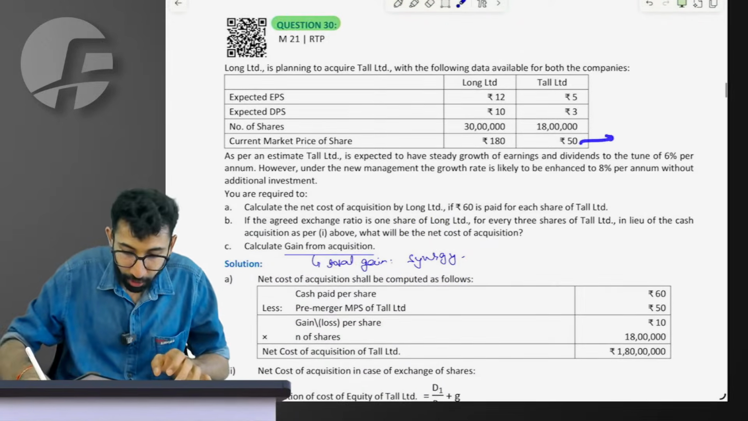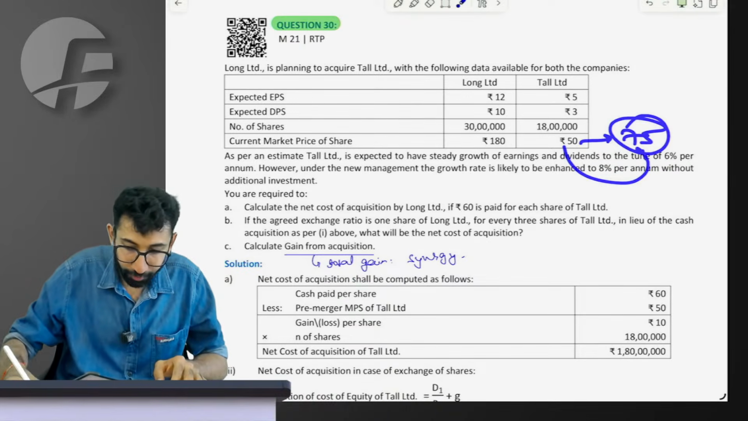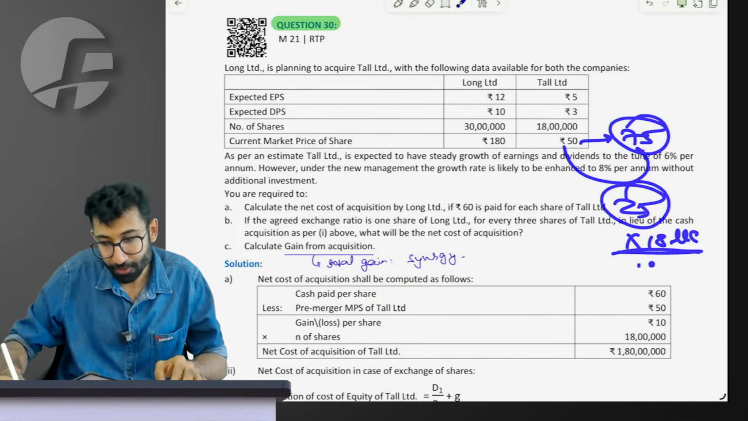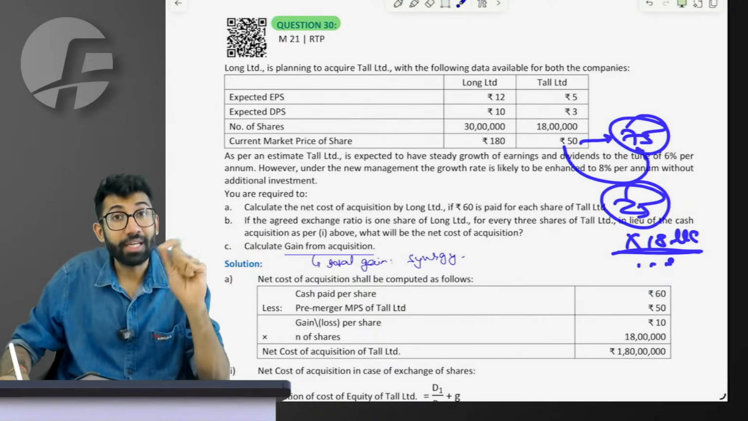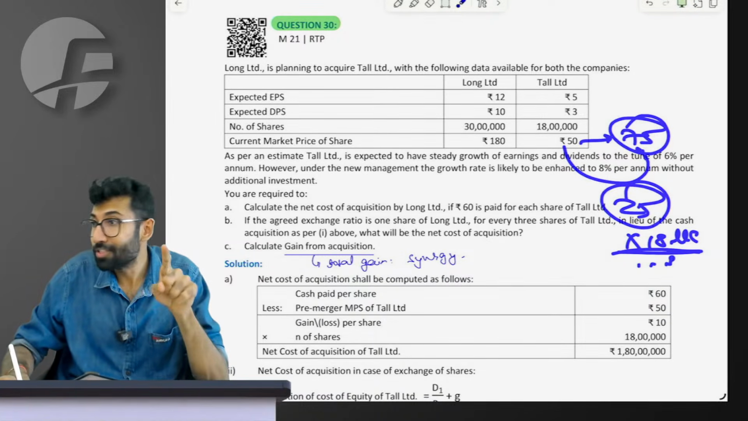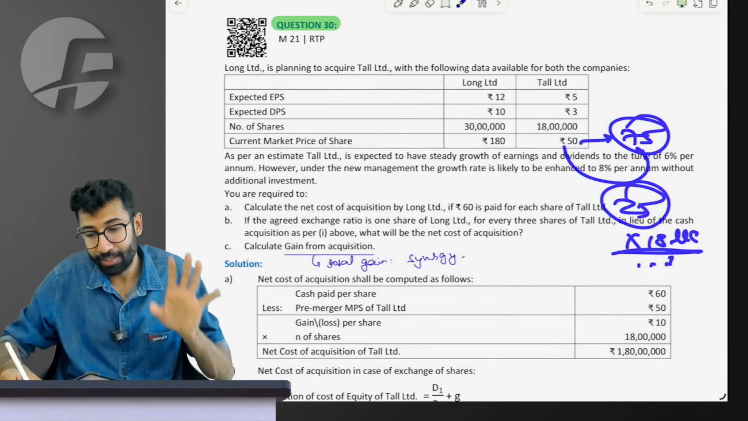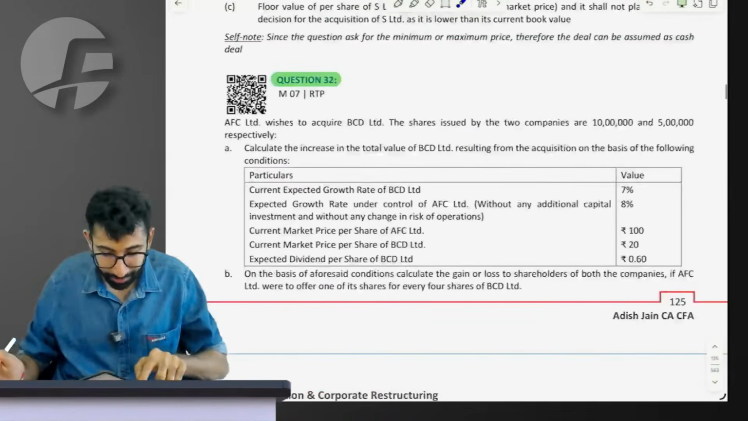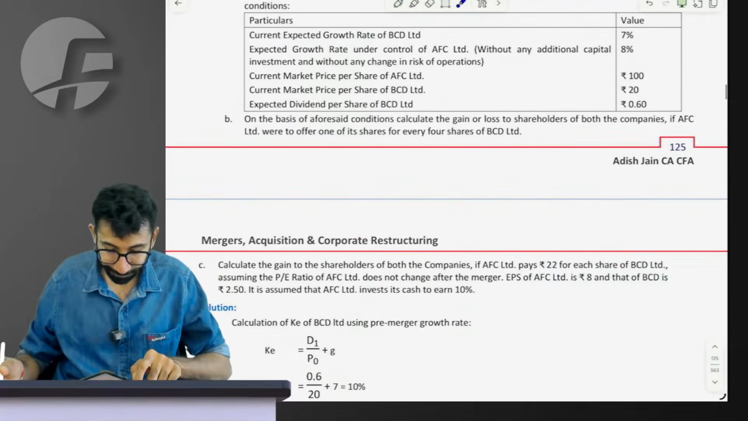That simple 25 rupee increase from 50 to 75, that 25 rupee increase on 18 lakh shares is the synergy. 25 increase in the value due to growth of 6 to 8, into 18 lakh shares, is the synergy. That is the answer to C part. Question number 30 gets done.